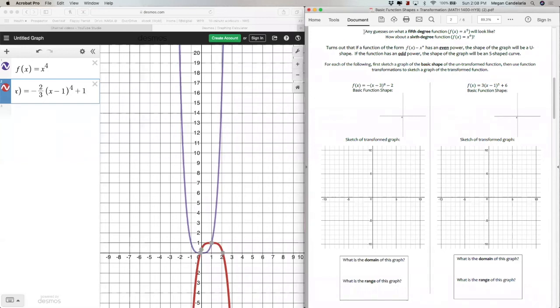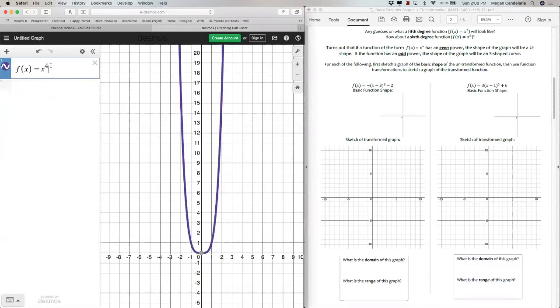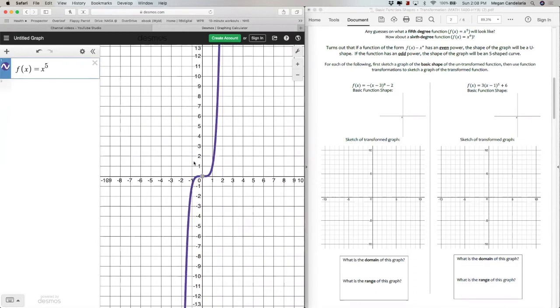Okay, so now we're asked to guess what a fifth degree function or a sixth degree function would look like. Well, we don't even have to guess, right? Let's take a look at a fifth degree function. A fifth degree function looks a lot like a third degree function, right? Meaning it's got that same, what I call S-curve shape. How about a sixth degree function? What do we think a sixth degree function is going to look like? It's got that same U-curve.